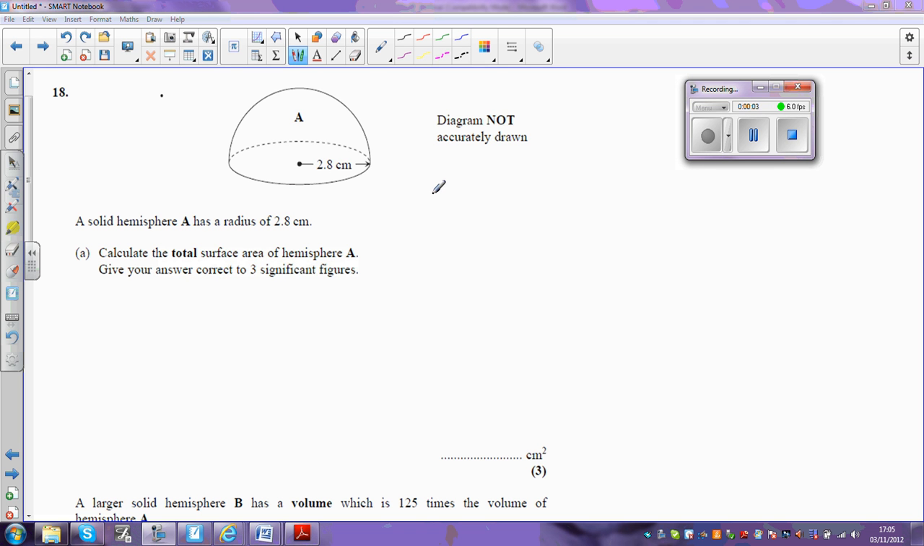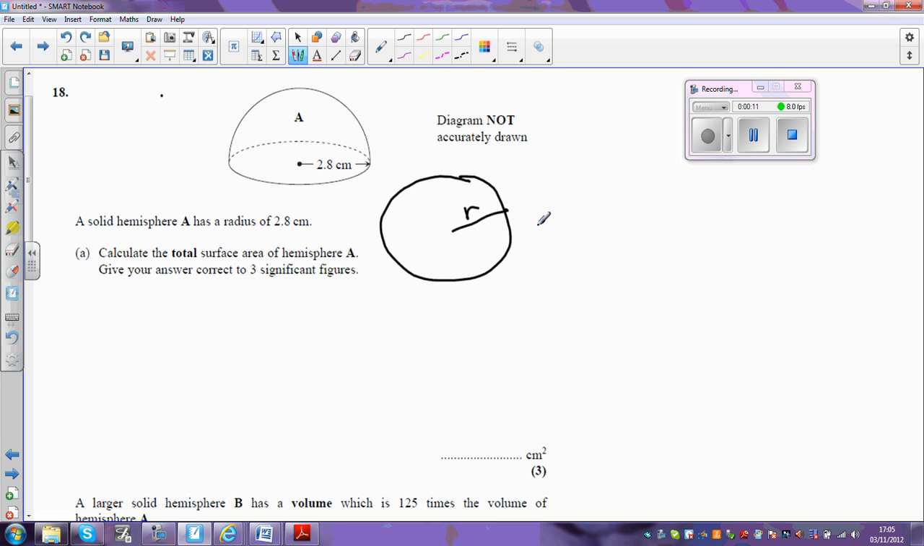Here we have a hemisphere, and a hemisphere is just half a sphere. Now, if you look at the formulae in the front of your exam paper, it tells you that if you have a sphere which has a radius, the surface area, that's the total surface area, will be 4 pi r squared. So that's the area of the whole of the outside. Imagine that's like the skin of a football or something.